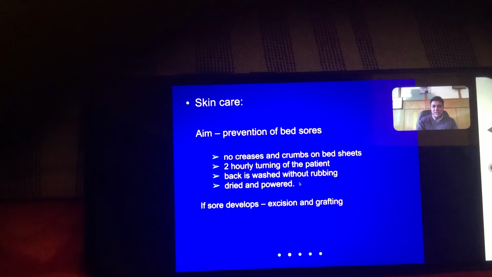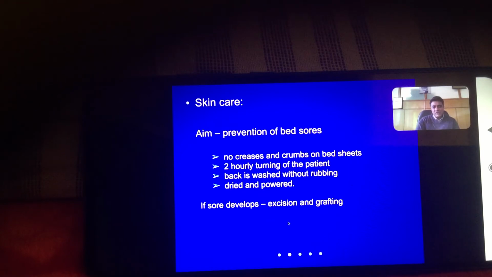The back is washed without rubbing. You shouldn't rub the back, it should be just gently washed, gently toweled, and dried with a towel. Don't do any rubbing, because the skin is very thin there, and bed sore can occur easily. Dried and powdered, always the back should be dried. If there is sweat or moisture over there, the skin will get sloughing, and gradually bed sore occurs in those areas.